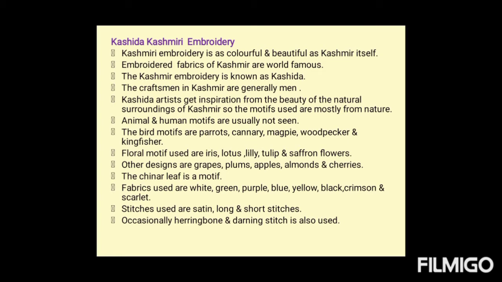The bird motifs are parrots, canary, magpie, woodpecker, and kingfisher. Floral motifs used are iris, lotus, lily, tulip, and saffron flowers. Other designs are grapes, plums, apples, almonds, and cherries. The chinar leaf is also a motif. Fabrics used are white, green, purple, blue, yellow, black, crimson, and scarlet. Stitches used are satin, long and short stitches. Occasionally, herringbone and darning stitch are also used for Kashida embroidery.